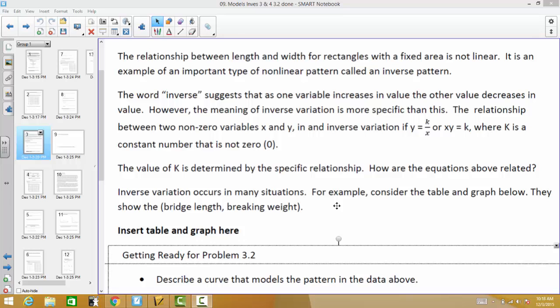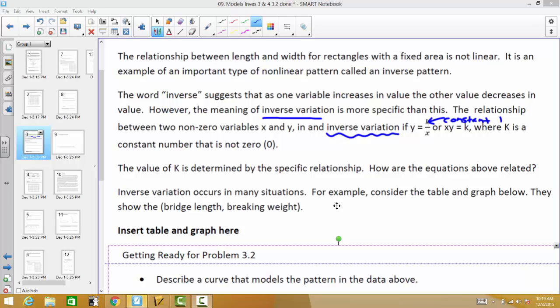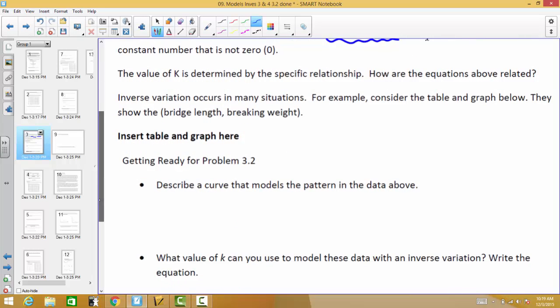Hello, we are ready for another exciting evening of math fun, and we are on 3.2, getting ready for the problem. This whole section is about these inverses that we have been doing. So an inverse variation is written as y equals k, where k is a constant number, divided by x.